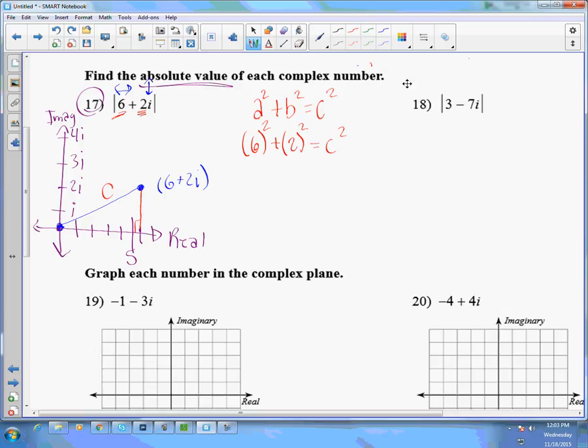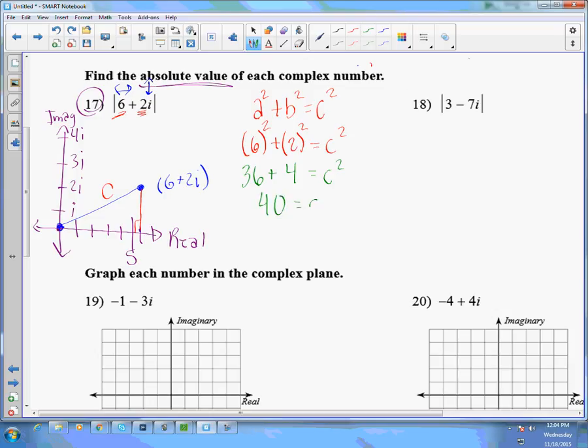When we're simplifying, we follow PEMDAS. What do I have to do first? Well, there's something in the parentheses. So next comes exponents. 6 squared, 6 times 6, there you go. 36. Plus, let's see, what's 2 squared? Good, 4. That equals c squared. We're not done yet, that's what we're trying to find. Now we can add them. 36 plus 4.